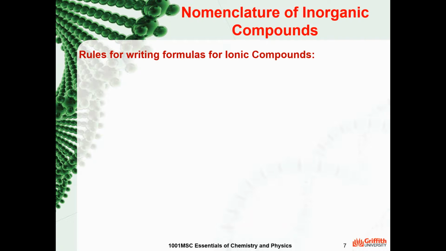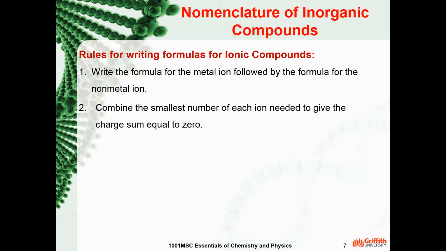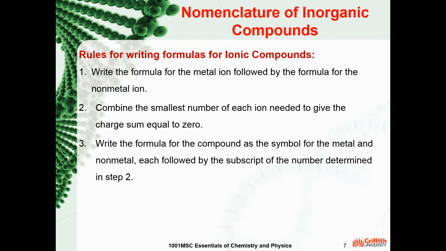Now let's learn how to write the chemical formula from the compound name. To do that, we need to follow these rules. First, write the formula for the metal ion, followed by the formula for the non-metal ion. Second, combine the smallest number of each ion needed to give the charge sum equal to 0. Finally, write the formula for the compound as the symbol for the metal and non-metal, each followed by the subscript of the number determined in step 2.